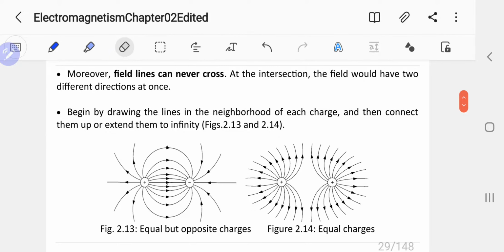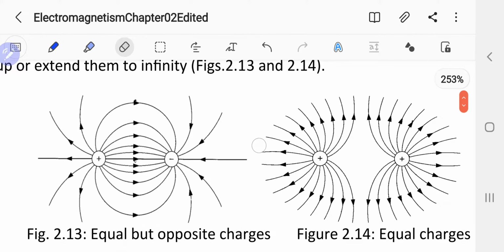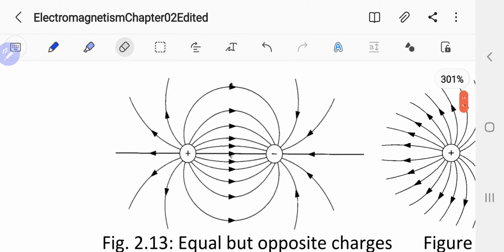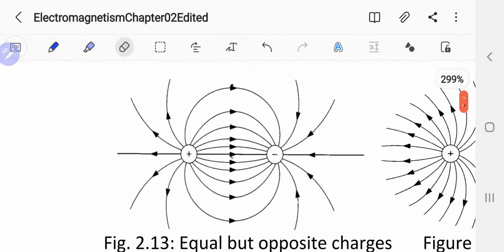There's a property of electric field lines: they can never cross. As you can see from here, you have a positive charge and a negative charge. So you have the electric field being released or radiated by a positive charge, and it's absorbed by the negative charge here.